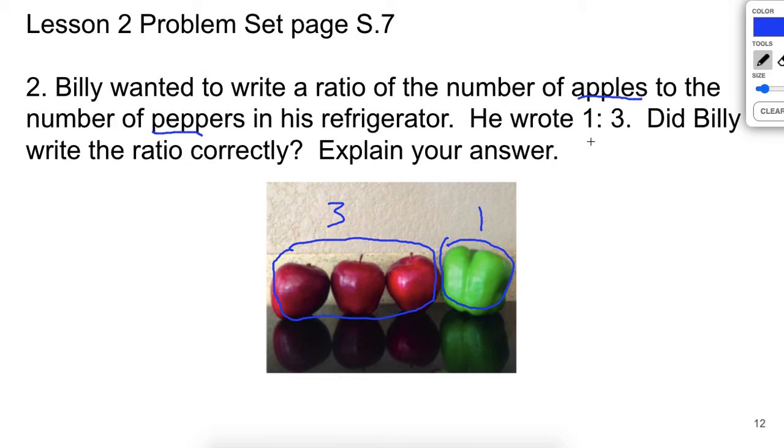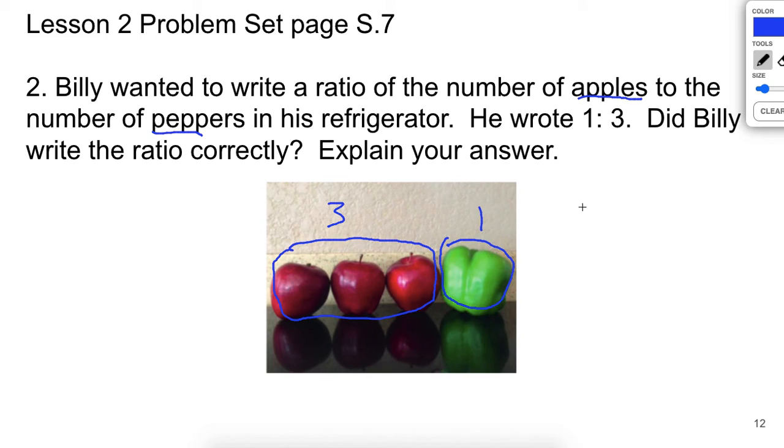We can see the ratio he wrote was the ratio of peppers to apples. So again, he didn't pay attention to order. Order matters, because this is not correct. Even though he does have the right numbers in there, he wrote peppers to apples, and that is not what he wanted to do. You cannot just put the numbers in any order because 1 to 3 is very different from 3 to 1. He wanted apples to peppers, but the ratio he wrote was peppers to apples.